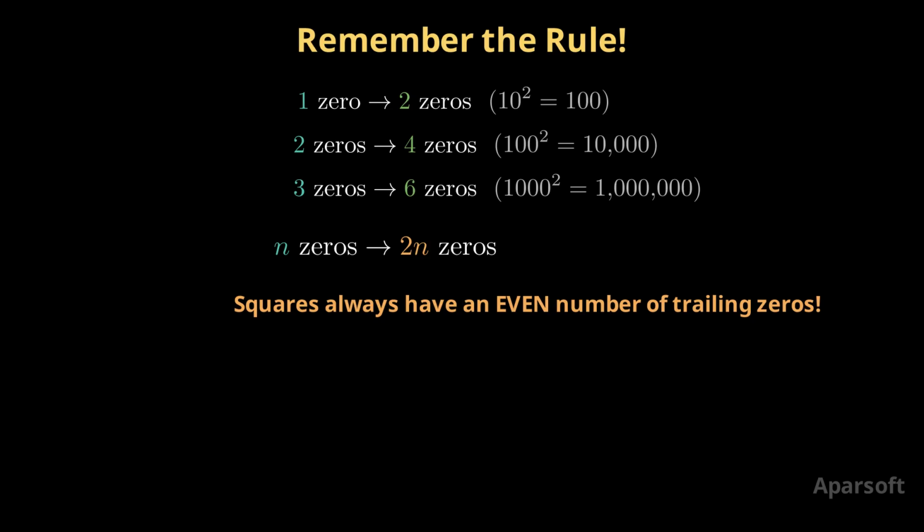As we just saw, when you square a number, the trailing zeros always double. That is 2n zeros. A handy fact to remember. Now you can look at any number ending in zeros and instantly predict how many zeros its square will have. That is a neat superpower.